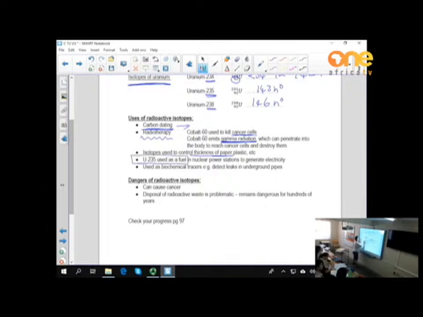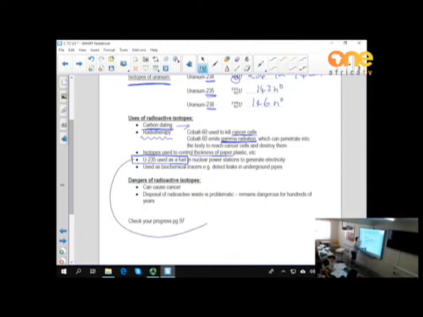Uranium-235 is the uranium that is used in nuclear power stations. It is the fuel. The uranium emits radiation. That energy is used to heat water. The water boils, it turns to steam. The steam drives a turbine. It generates electricity.